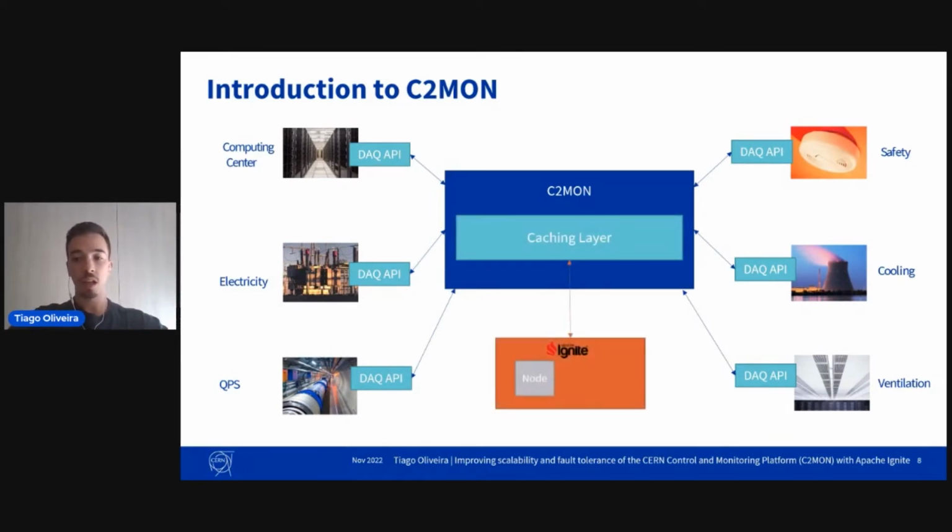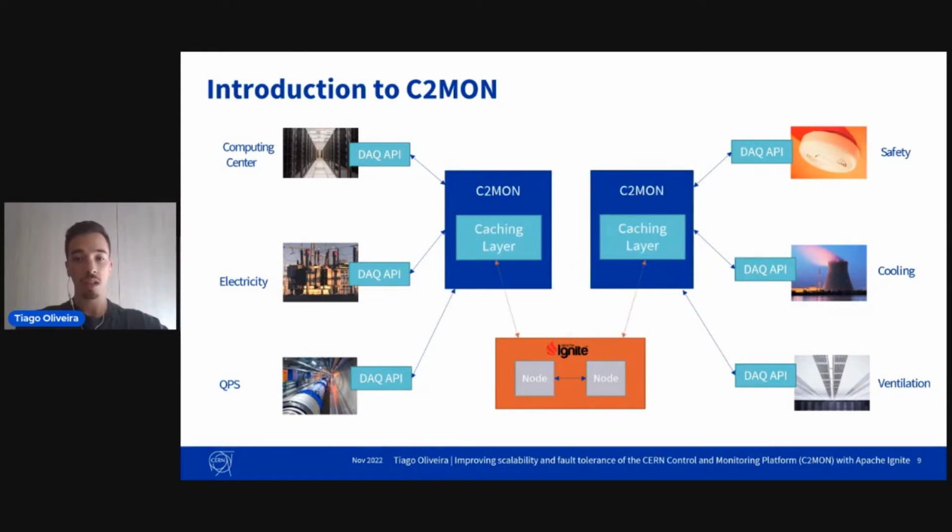C2MON uses a classic client-server cache with a distributed cluster, so in our case, Apache Ignite, which not only helps improving the scalability and consistency of C2MON, but also adds redundancy on the server level, giving us the possibility of doing rolling upgrades, as well as providing instant failover in case of a single server failure.